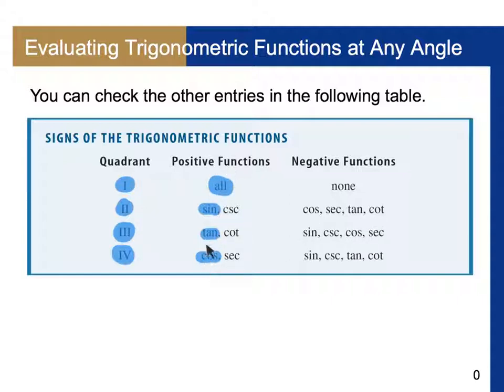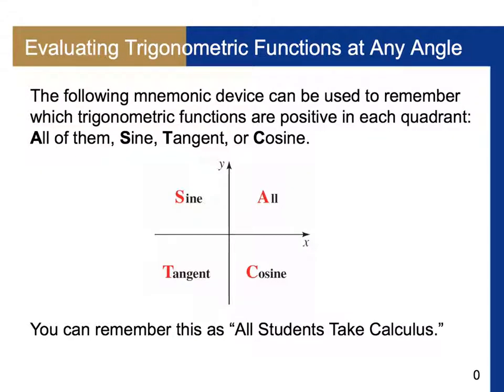If you're just talking about sine, cosine, and tangent, you can use All Students Take Calc, ASTC. In the first quadrant, of those 3, all of them are positive. In the second quadrant, just the sine is positive. In the third quadrant, just the tangent's positive because sine and cosine are both negative. And in the fourth quadrant, just the cosine is positive because sine is negative and also tangent's negative. So that's how we get All Students Take Calculus.